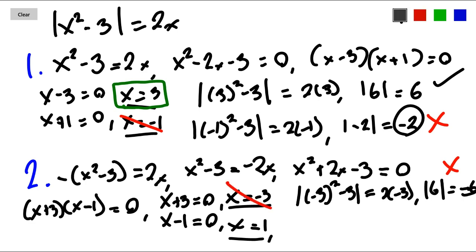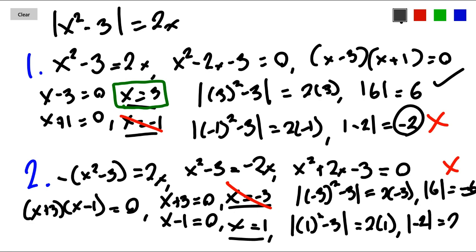And then the last one that I'm going to do is positive 1. So I have the absolute value of 1 squared minus 3 is equal to 2 times 1. So 1 squared is 1, and 1 minus 3 is negative 2. So I have absolute value of negative 2 is equal to 2, which we know is a true statement. So the answer, x is equal to 1, is valid also. So the two solutions for this absolute value equation are x is equal to 1 and x is equal to 3.